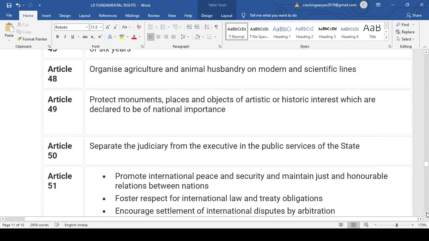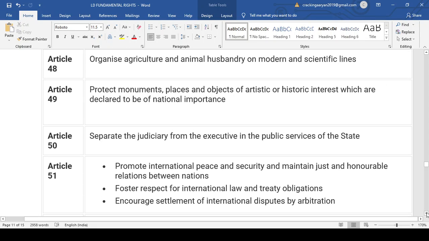Now, Article 48 we have done. Now we come to Article 49. Article 49 tells that it shall be the obligation of the state to protect every monument or place or object of artistic or historic interest, declared to be of national importance, from exploitation, disfigurement, destruction, removal, disposal or export, as the case may be. You must have seen the controversy regarding the Central Vista, right?